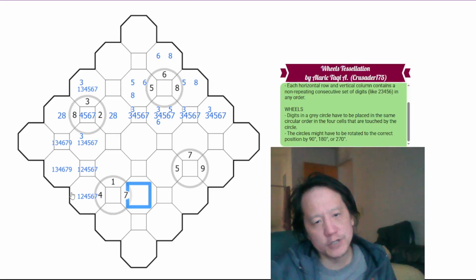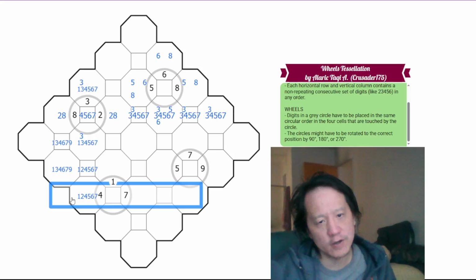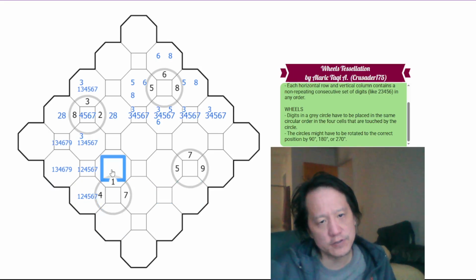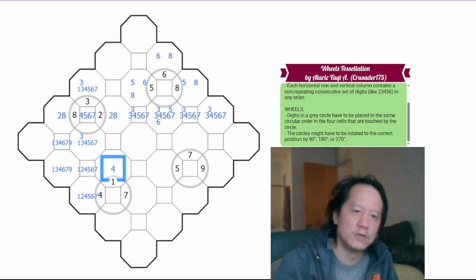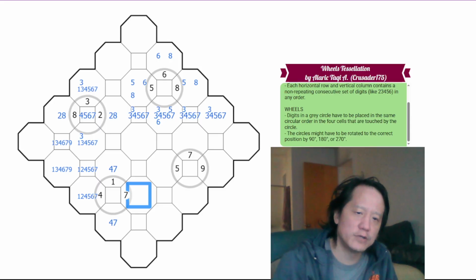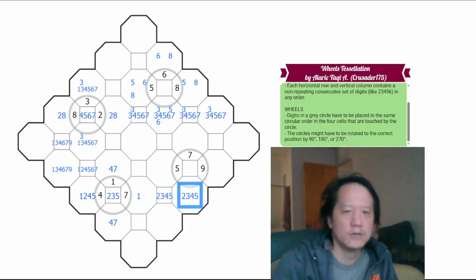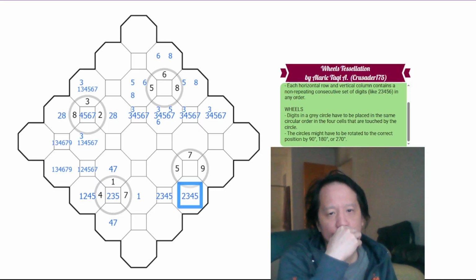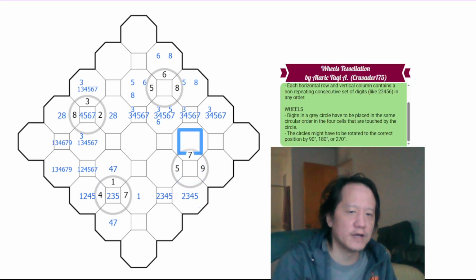So if 1 is on either side here, this must be 1, 2, 3, 4, 5. So then this would be 4 and 7 in some order. So how would that work? So one of these would be 1. This could not be 1. Could not be 4. So it's 2, 3, 5. This could be 5 and 9, and that could work.